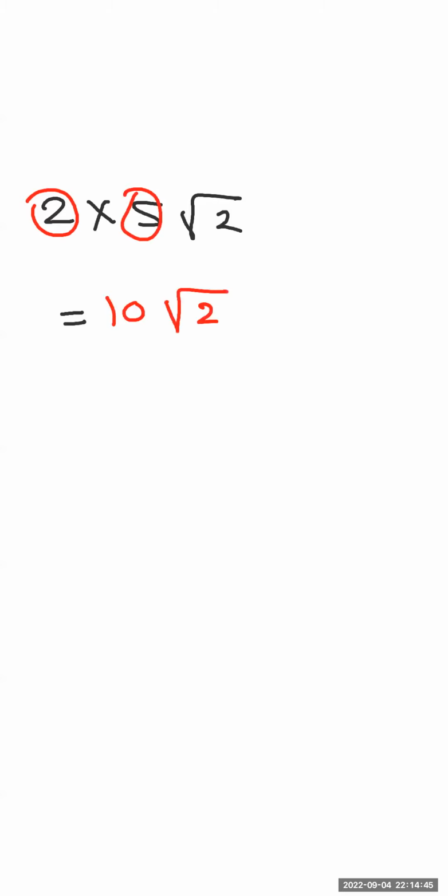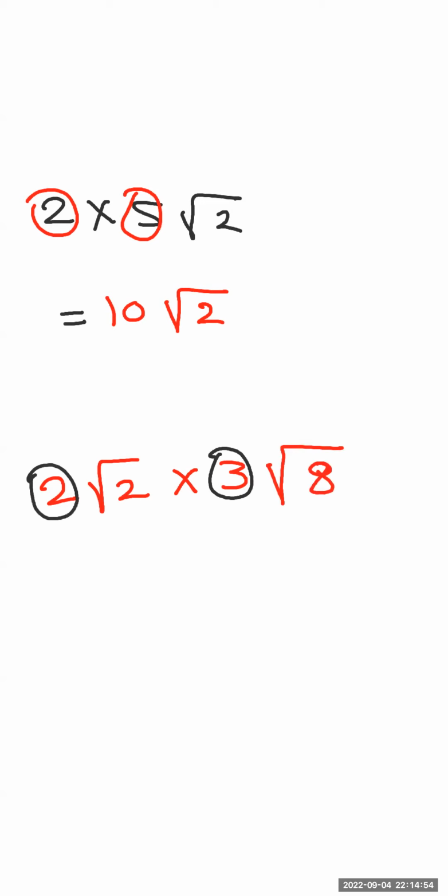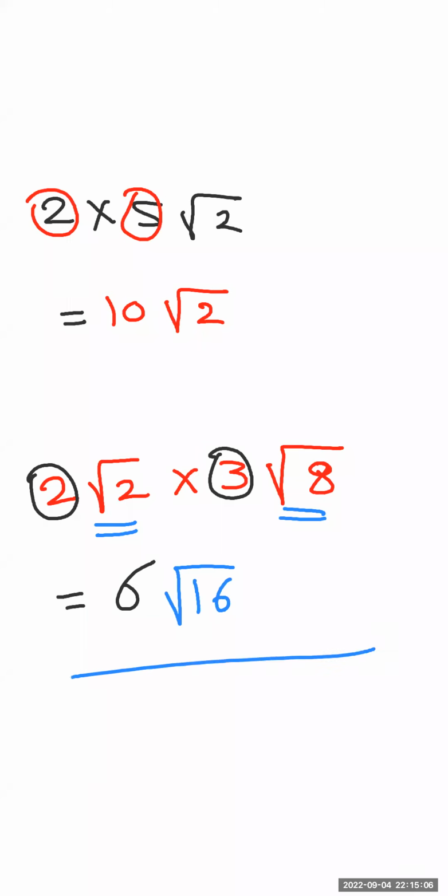Again. 2 times 5 square root of 2. Simply multiply 2 and 5, 10 square root of 2. But if it's 2 square root of 2 times 3 square root of 8, okay, 2 times 3 means 6. Then square root of 2 times the square root of 8, 2 times 8, 16. Square root of 16 will equal 4, of course, right? So now it's 6 times 4, which means 24.